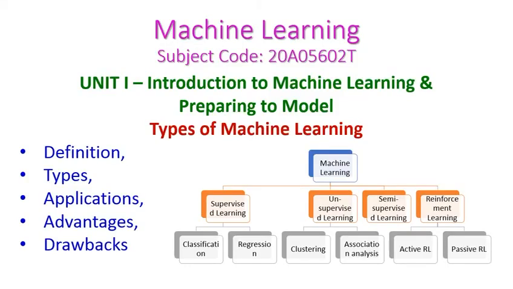In today's machine learning class, we will see the different types of machine learning, especially the 4 different types of machine learning algorithms, the definition of those algorithms, the different types of the algorithm, and applications, advantages and drawbacks of all the given algorithms. Let us see all those things one by one.